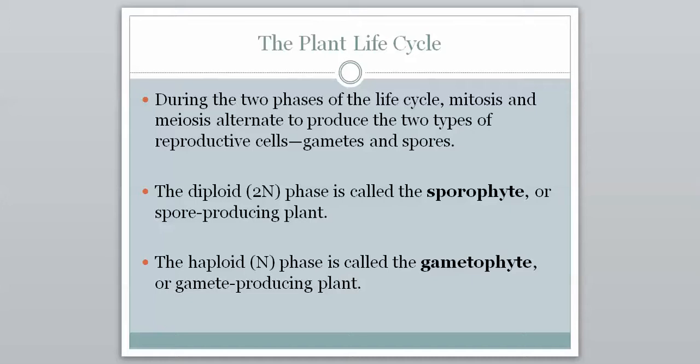So it's almost kind of backwards. The sporophyte, which produces the spores, is the 2N, and then the haploid is called the gametophyte, which is producing gametes, which are going to be diploid. So we'll get these all straightened out. If you're confused, again, write down any questions that you have.